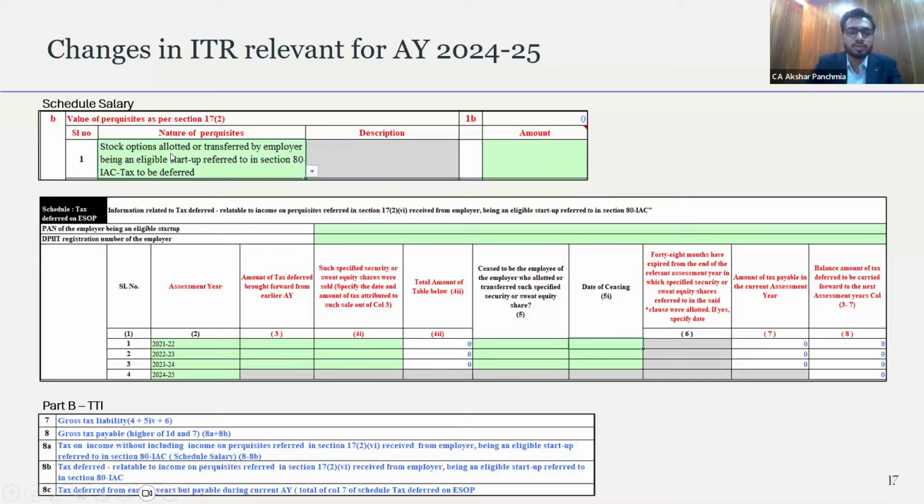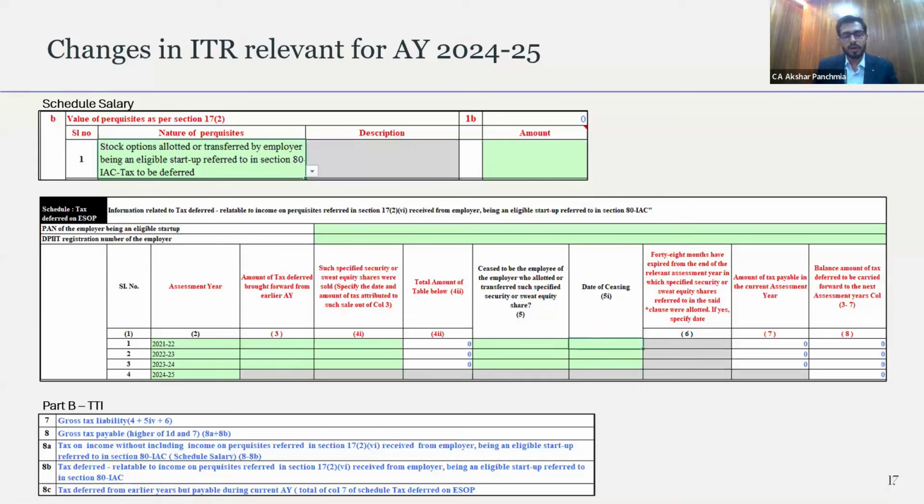It refers to stock options allotted or transferred by the employer being an eligible startup referred to in section 80IAC. And after a hyphen, it tells you tax to be deferred. So this is the specific drop down which one has to select. And over here, the amount of your income should be mentioned. A specific schedule has been included in the later parts of your income tax return, where you have to give further information about the deferment of tax.